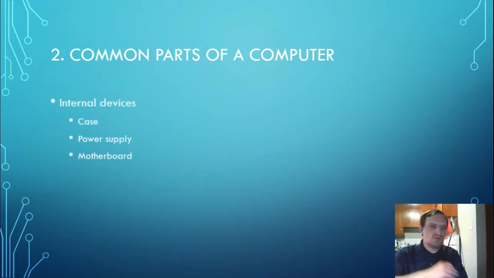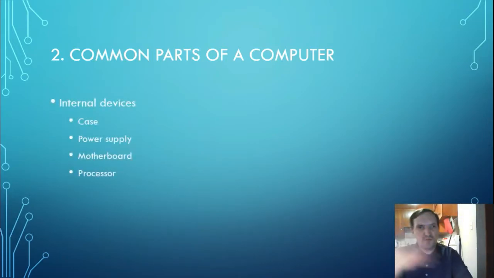Then we have the motherboard. The motherboard controls a lot of it, because the motherboard has the chips, and it also determines what RAM you can use, like for example, what processor you can use. Depending on what motherboard you get, determines what type of processor you get.